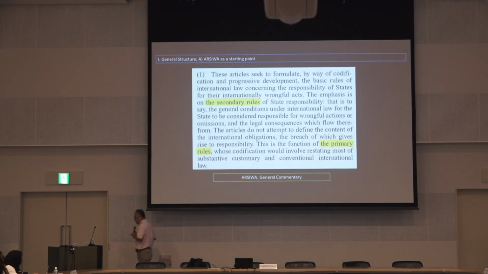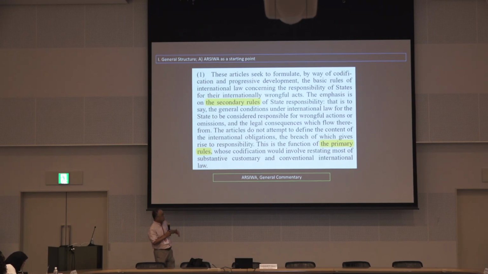And the distinction between what are called primary rules and secondary rules constitutes the basis of the ILC Articles. If you have studied legal philosophy or philosophy of law, you may have heard that different authors use the distinction of secondary rules, primary rules, or tertiary rules in different contexts. Hans Kelsen used this distinction in his own way, and H.L.A. Hart also used this distinction in his own way.